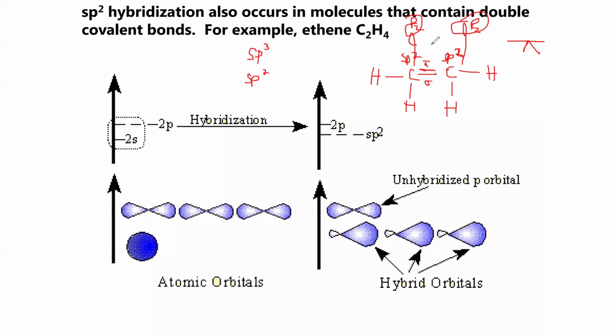So in these compounds, if you want to calculate the number of sigma bonds and pi bonds, you can just count the number of atoms. So we have 6 atoms. 6 minus 1, we have 5. So it means that we have 5 sigma bonds, and then for the pi bond, we have only 1 pi bond. So we have 1 pi bond and 5 sigma bonds in the case of ethene. We have 1 unhybridized orbital in this case.